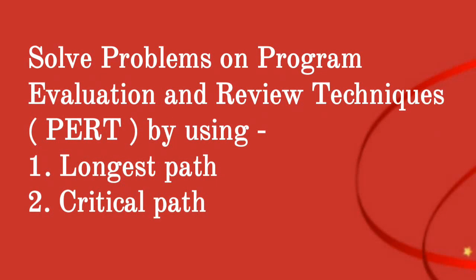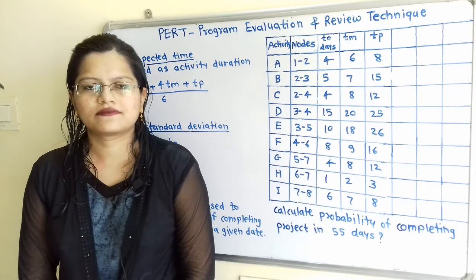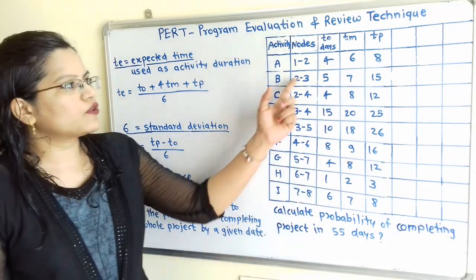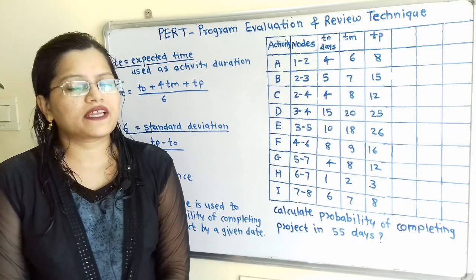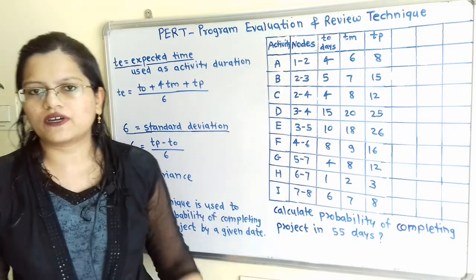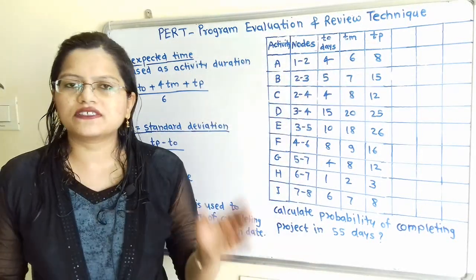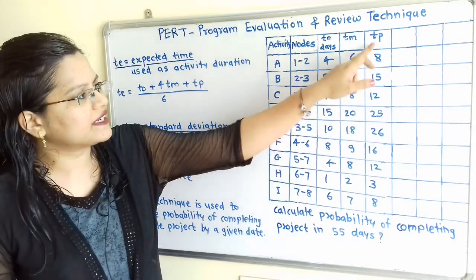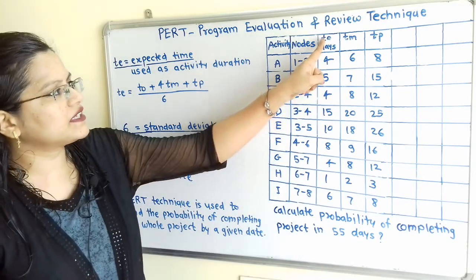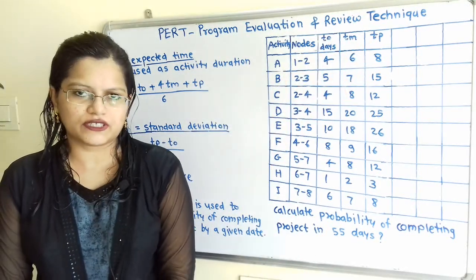Solve problems on program evaluation and review technique, PERT, by using first the longest path, second the critical path. This table is mentioned in the question. Activities with nodes are given. Optimistic time, that is the shortest time required for each activity, is mentioned in the question in days. Then the pessimistic time, that is the longest time required for each activity, is also mentioned, and Tm, that is the most likely time, which is in between To and Tp, is mentioned in the question.